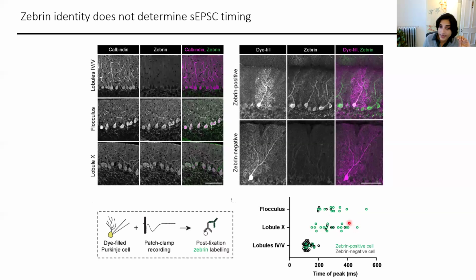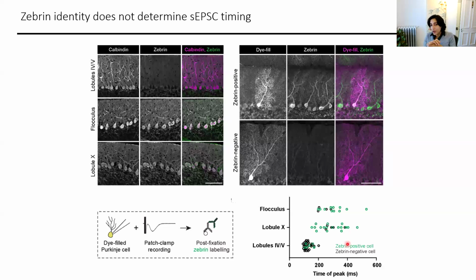In contrast to that, if they are in the flocculus or lobule 10, they are much more likely to be zebrin positive, which is what we expect. But there are a few zebrin negative cells, which we also expect. And those few zebrin negative cells still sort of sit within the population, right? So they're not separated based on their zebrin identity.